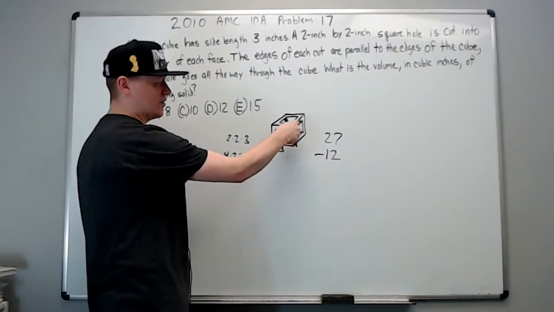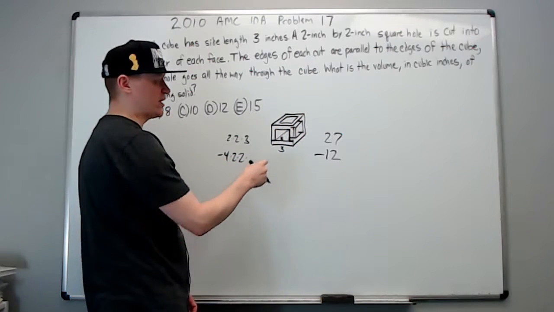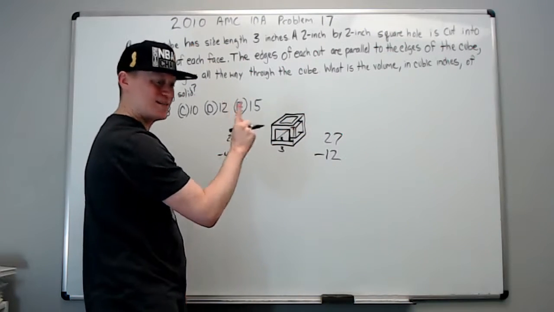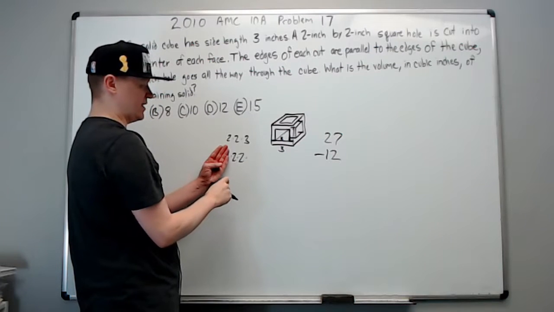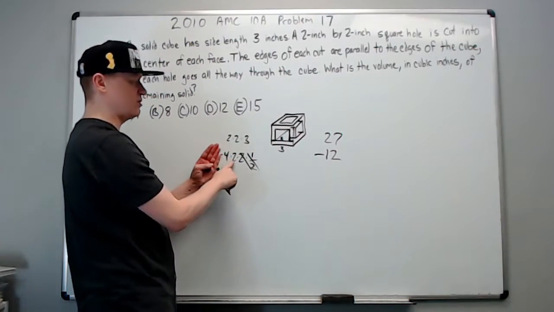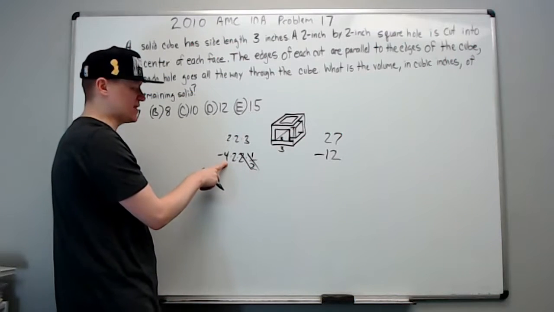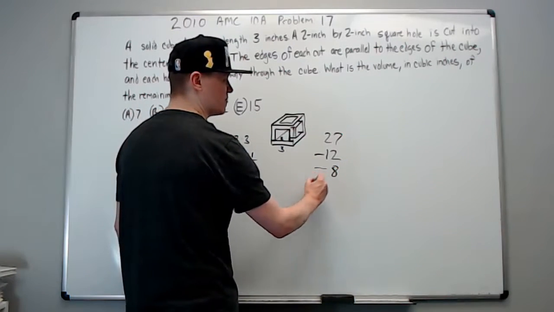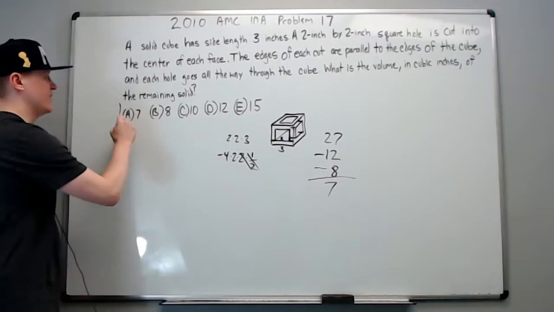So we're cutting out this space right here, this solid. What is the volume of one space then? Right? It's 2 times 2 times a half, which is 2. And we have 4 of those spaces, so we really have 8. Subtract 20, get 7. That will be the answer.